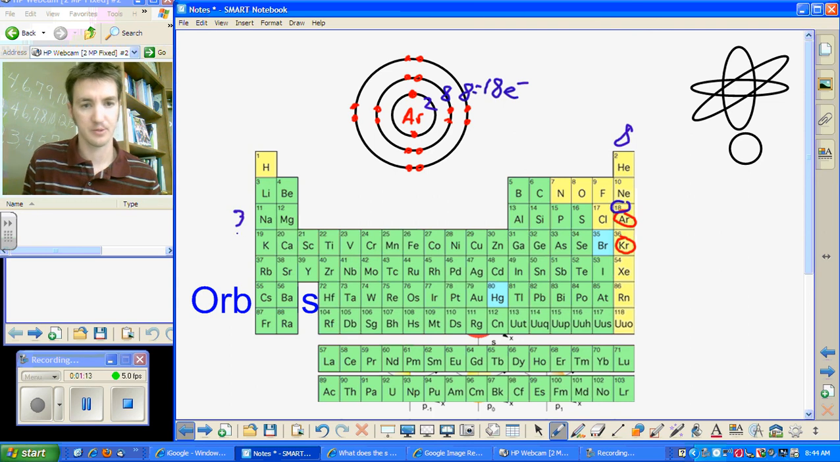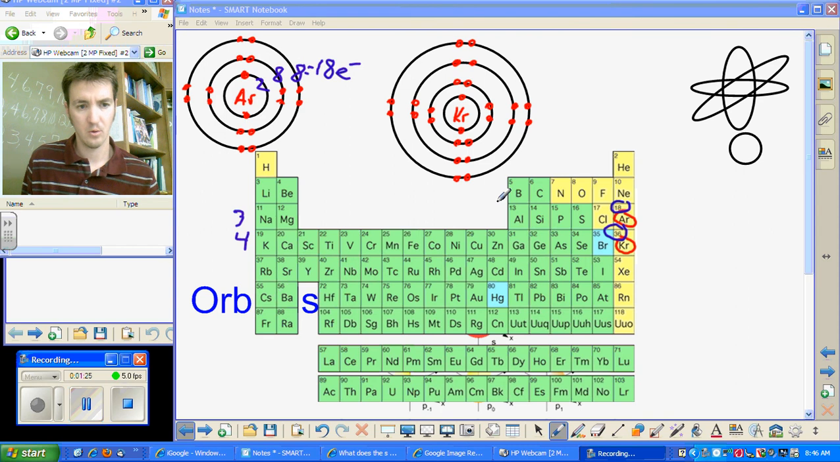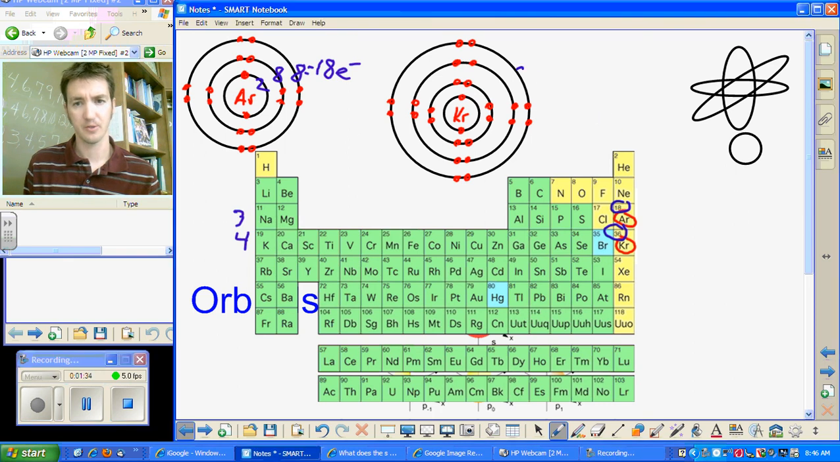So realize it's in the next period down, still in the same column, and so it has a total of 36 electrons. So pause the video, draw that. So what you have might look something like this. You know it has 4 shells because it's in the 4th period. You know it has 8 valence electrons, and then basically you fill everything else in.